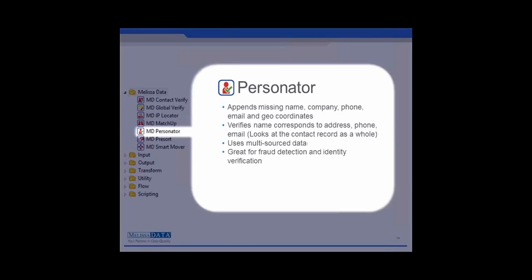And this is perhaps the most exciting component we have. This is our flagship product. It is called Personator, and we can not only correct and cleanse your addresses, but we can go a step further and append the missing names, phone numbers, emails, and geocoordinates. And we can verify that a name corresponds to an address or to a phone or to an email. So this is a really powerful solution that we worked really hard on, throwing all of our resources into. This uses a multi-source data set to make it more broad on the data and how much information we're able to provide.